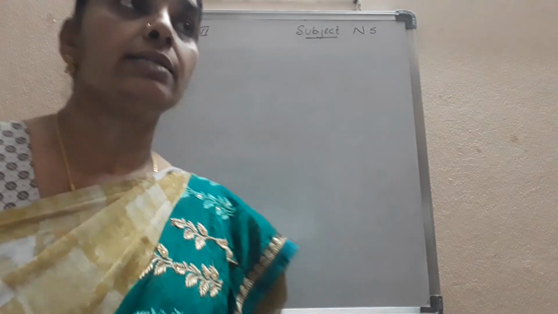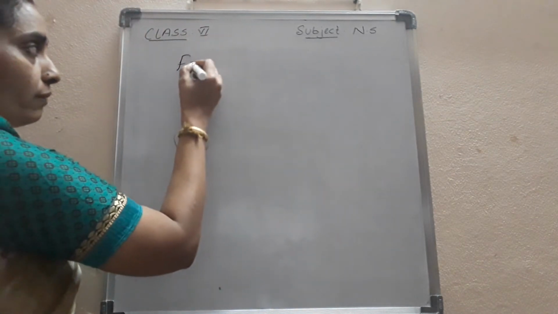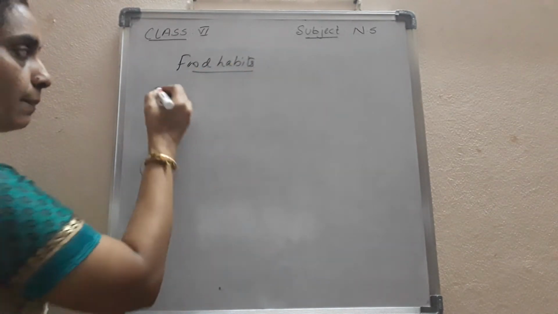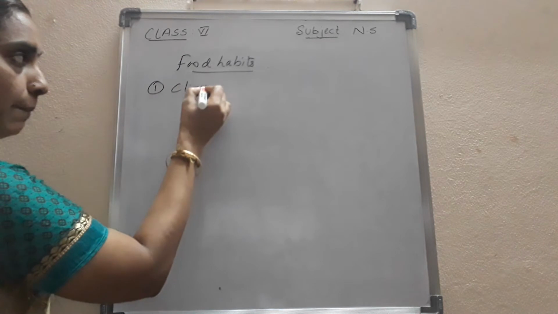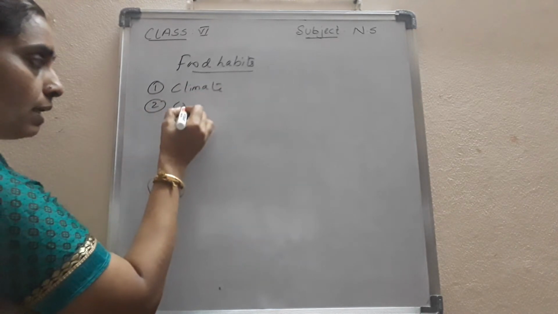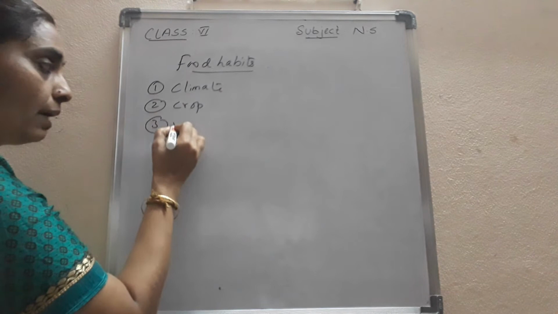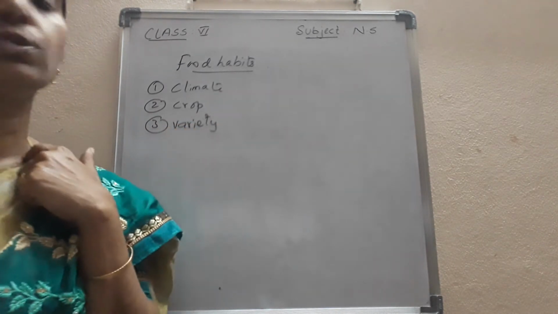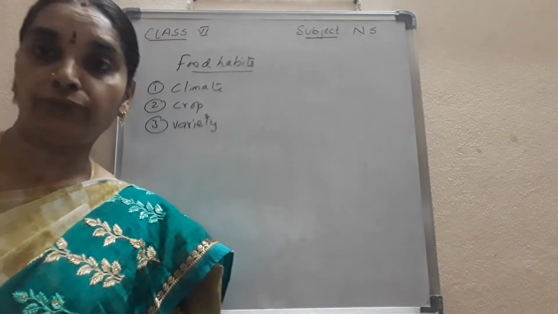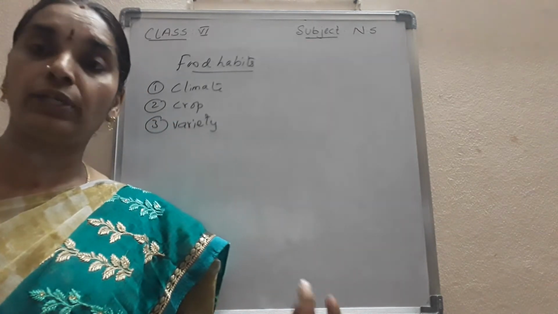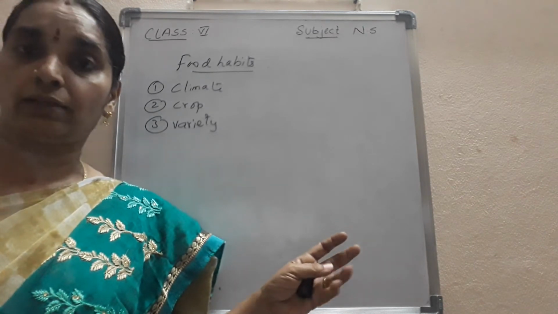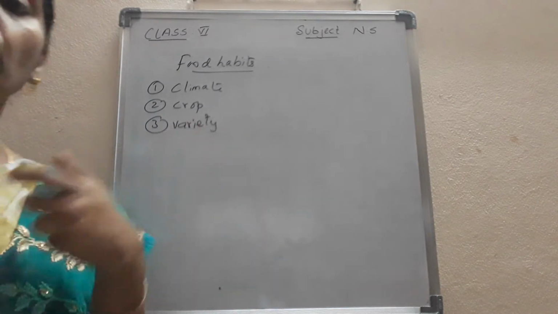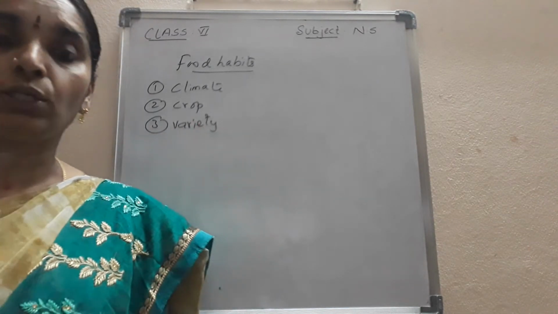Okay, children. So that is the development of the food habits of the people that you have learned today. That is, depending upon the climate, depending upon the crop that is grown in a particular area, and the variety that you bring into your diet, isn't it? So you need variety in your diet. You prefer to eat different types of food items every day. You do not need monotony. Continuously eating the same type of foods brings you boredom. So you bring about variety in your diet.